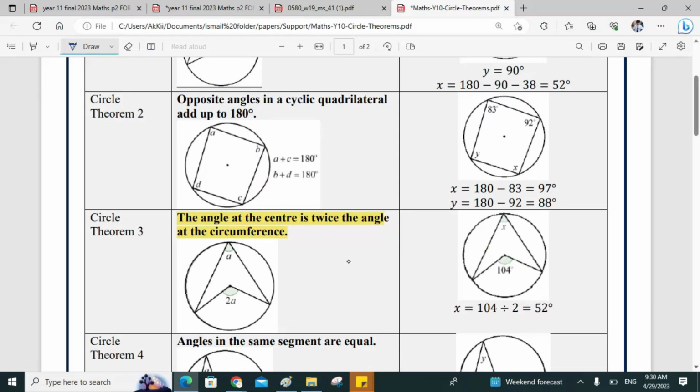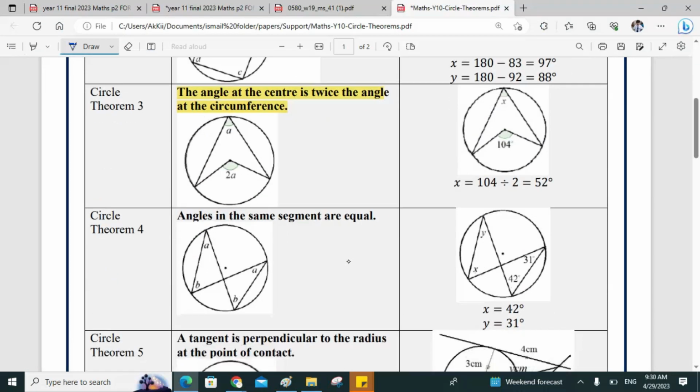Again, now look at this property. Which property? This one. Angles in the same segment are equal. What do you mean by this? Let me show you.